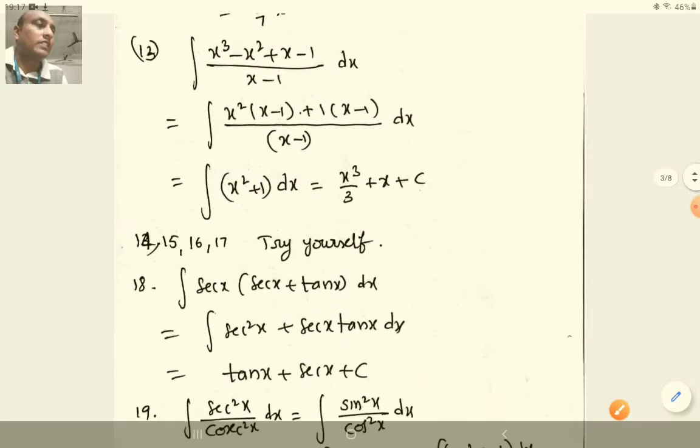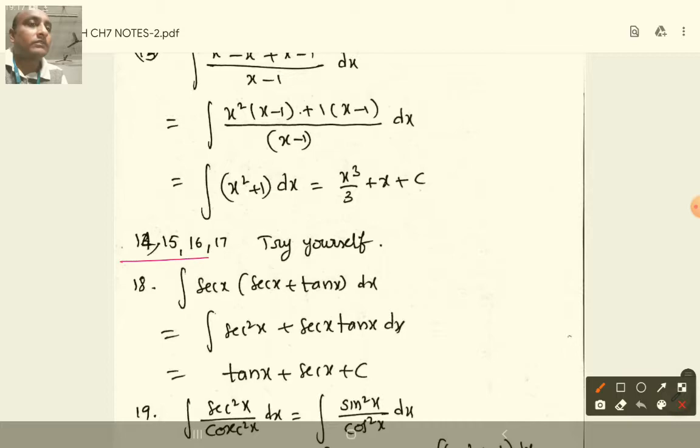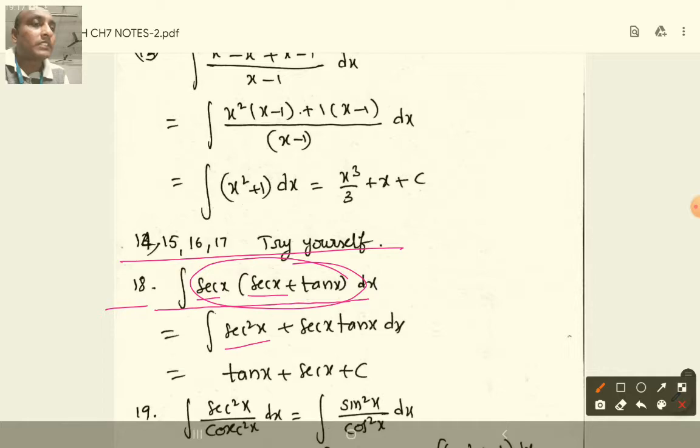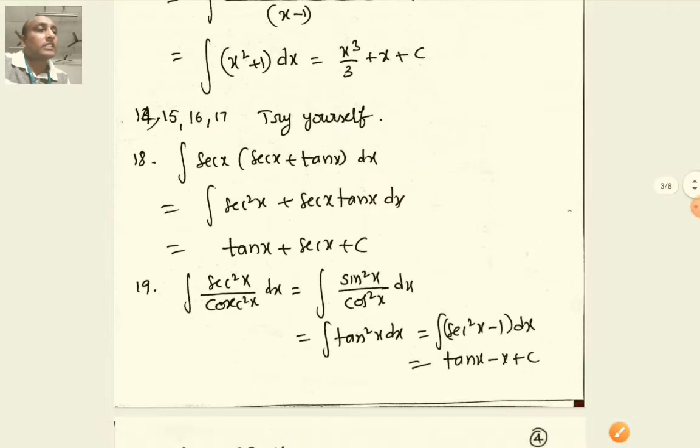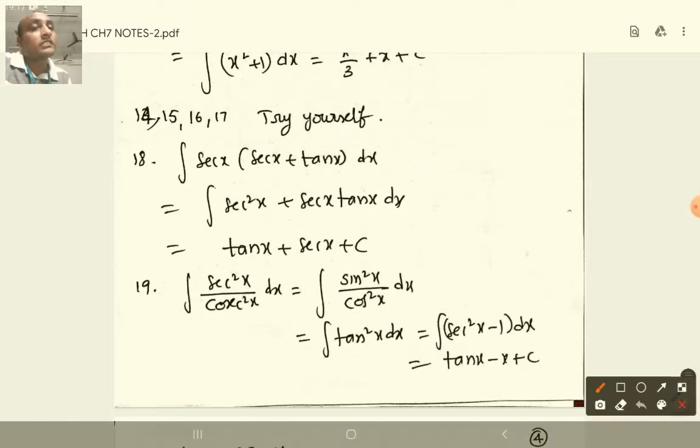Similarly, 14th to 17th questions you have to try yourself. Then 18th question is secant x into secant x plus tan x, dx. I say we cannot integrate it directly. First we multiply. Secant x into secant x is secant square x, plus secant x into tan x is secant x tan x. Secant square x integration is tan x. Secant x tan x integration is secant x plus c. So formulas were applied.